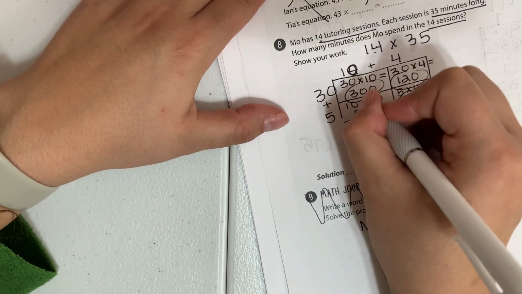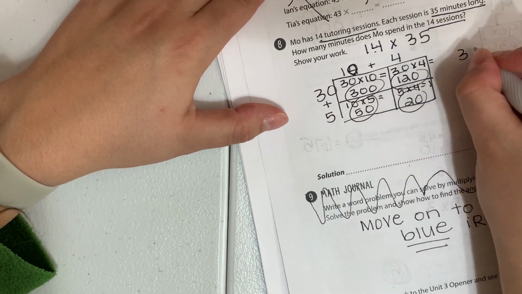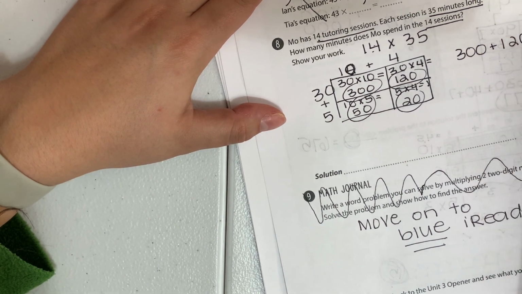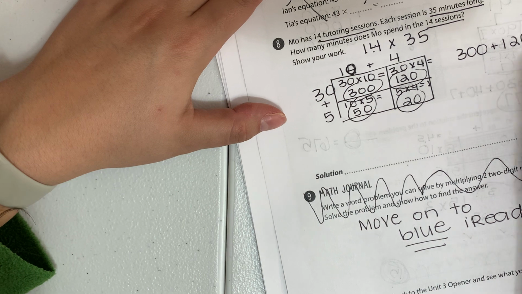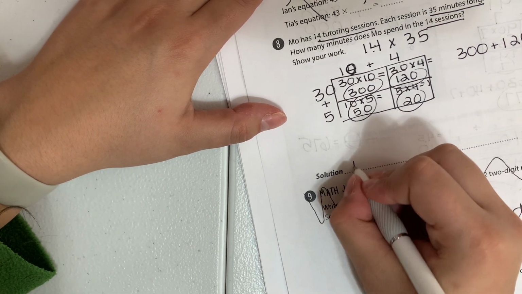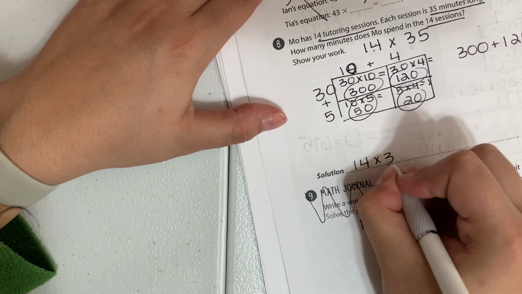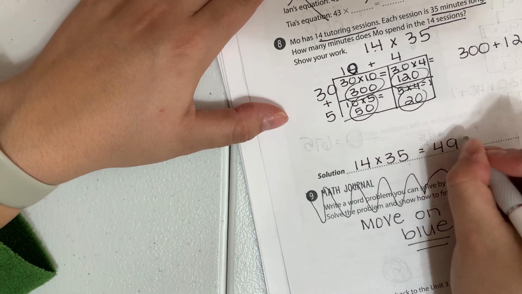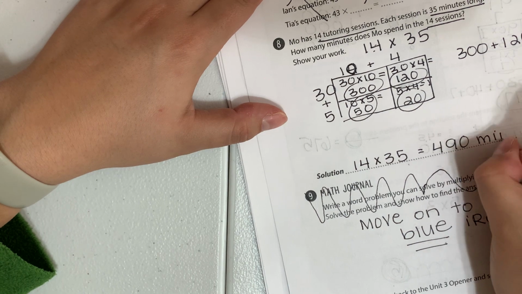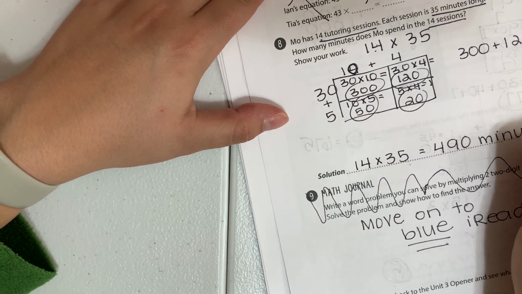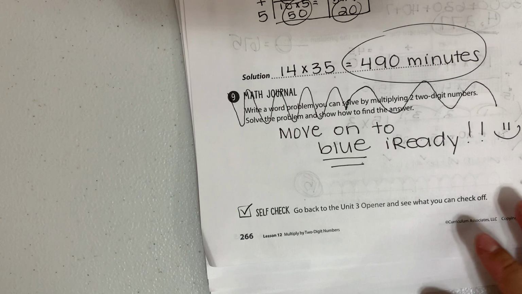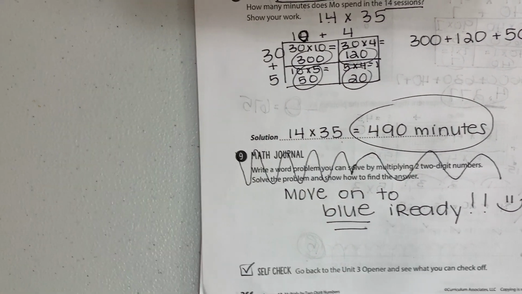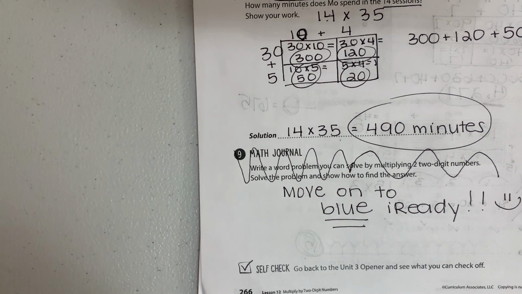So then just like we've been practicing, we're going to take all of these products and add them together. So we have 300 plus 120 plus 50 plus 20. And so that means 14 times 35 is equal to 490 minutes, okay? Now again, friends, if you have any questions, please join the meet. If not, then we will move right on to the blue iReady.